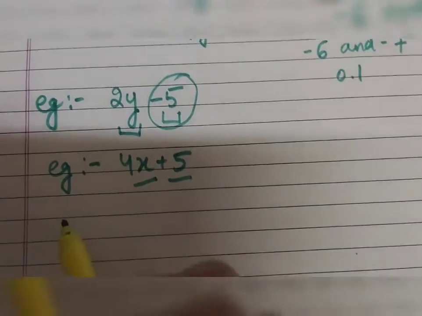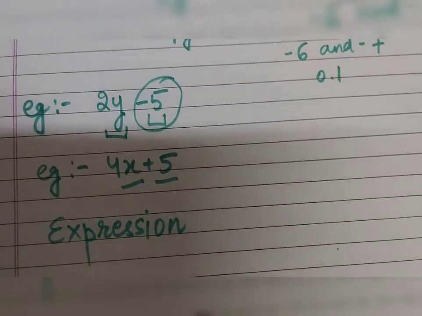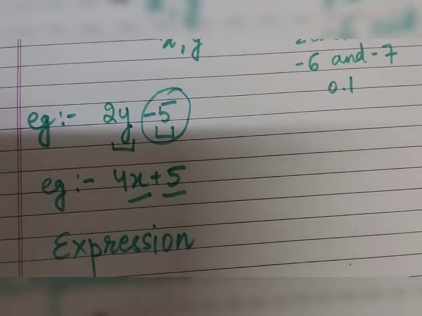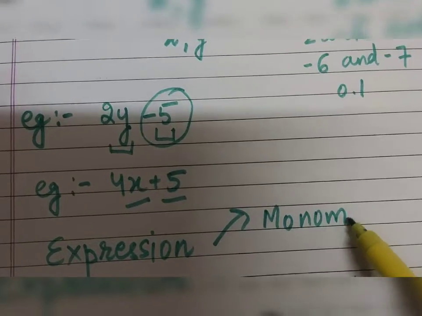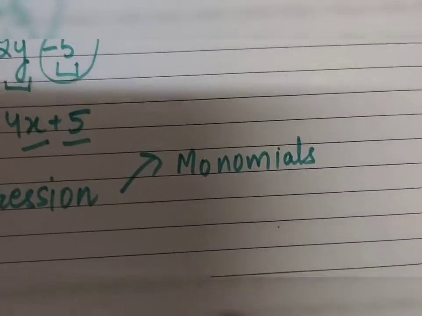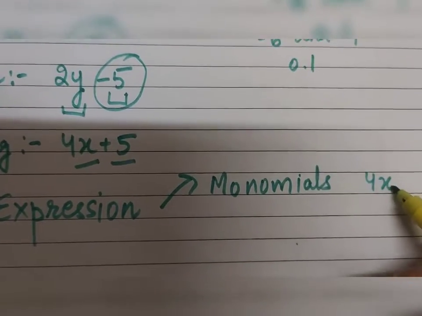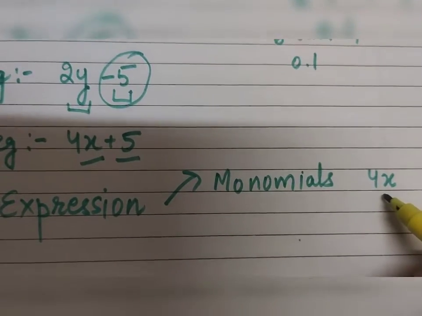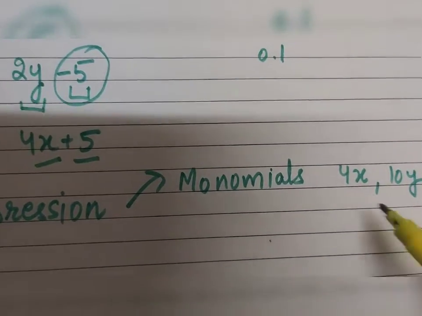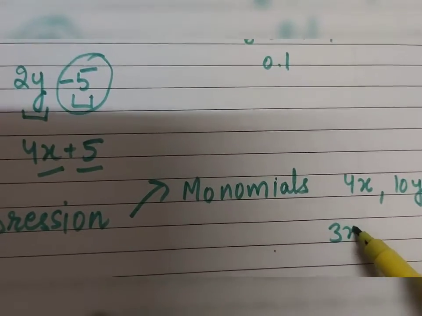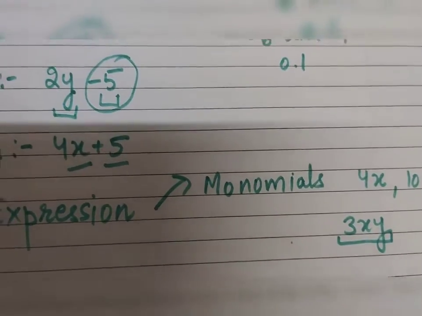Expressions can be classified into various types, but we have to learn only 4: monomial, binomial, trinomial and polynomial. First of all, we need to know what monomials are. Monomials are expressions that contain only one term. One term means it simply has one variable. An example of a monomial is 10y. We can have two variables as well, but having one term, we call it a monomial.